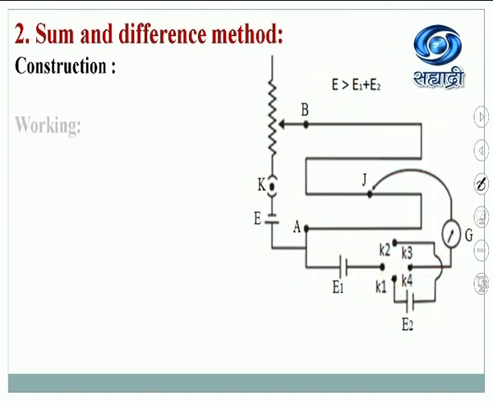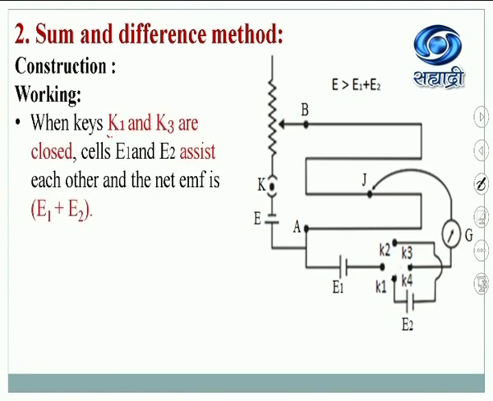Okay. Now we shall go for the working of this. When keys K1 and K3 are closed, now see in the diagram. When K1 is closed, current will go in this path, and K3 closed means current will go in this way. Now see, when K1 and K3 are closed, cells E1 and E2 assist each other. This is important. They assist each other. How do they assist each other? See here. Now, the negative terminal of E1, see, this is connected.